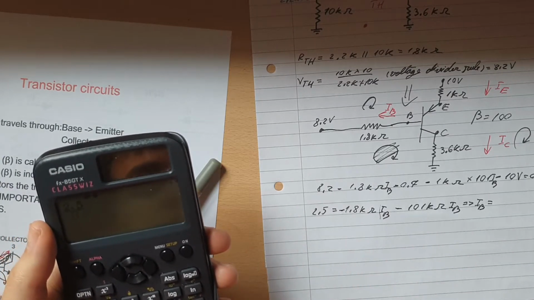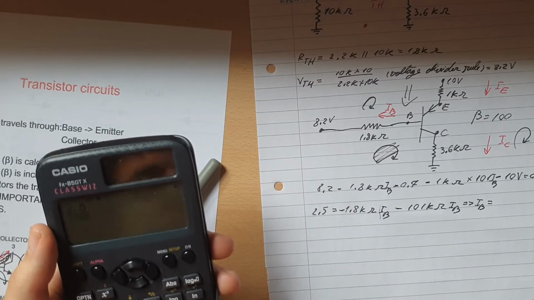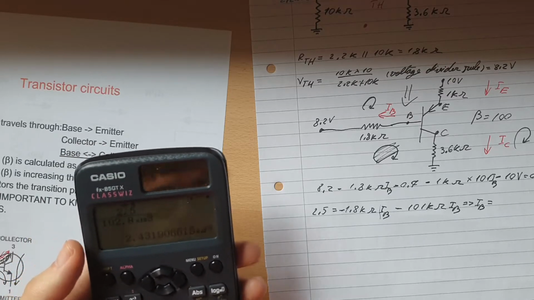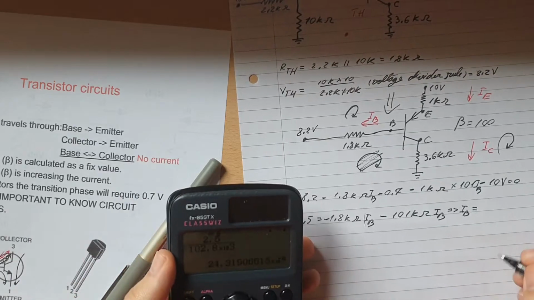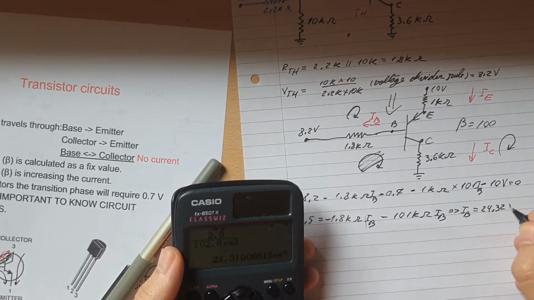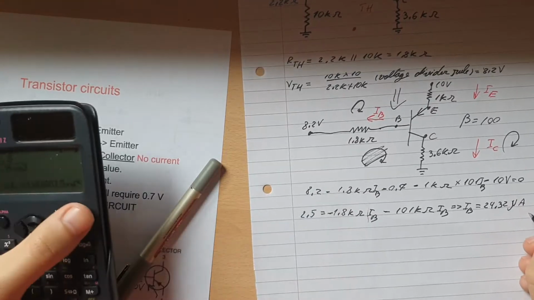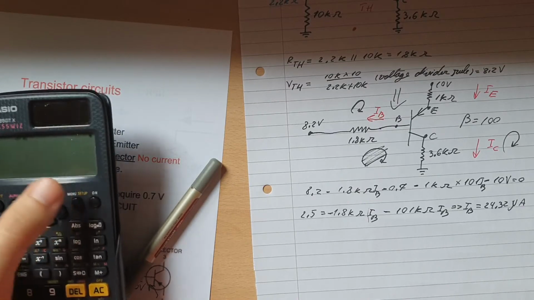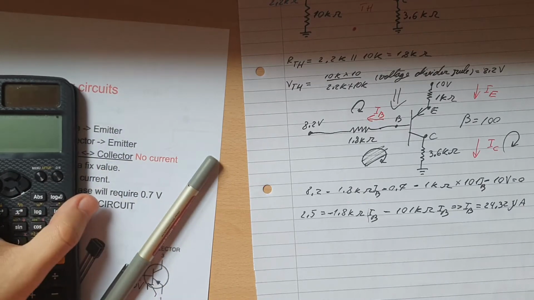that'll be 102.8 times 10 to the 3, and then that will be 24.32 microamps. 24.32 microamps. Okay, and this seems correct, to be honest.